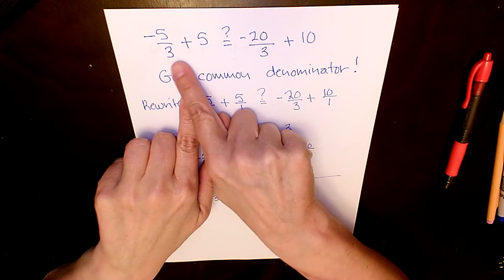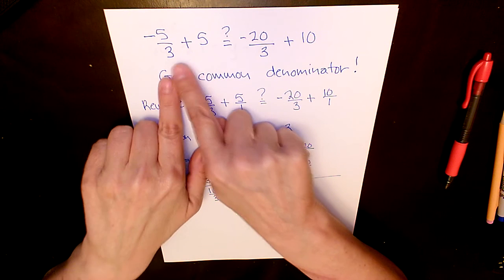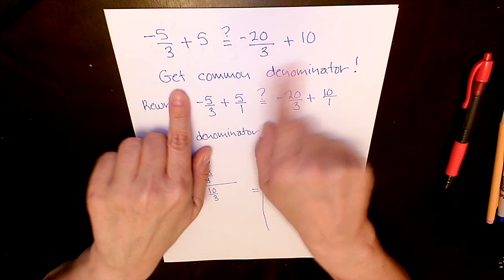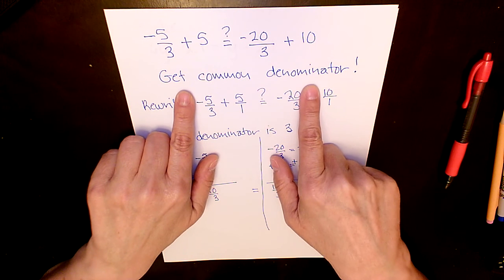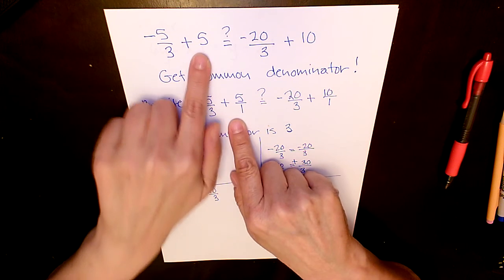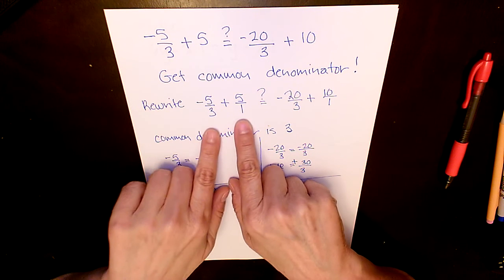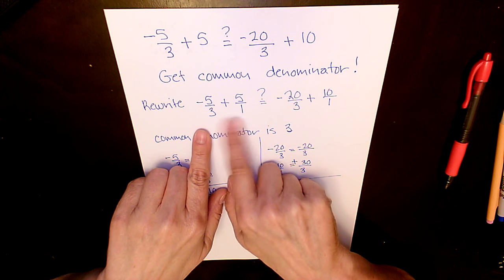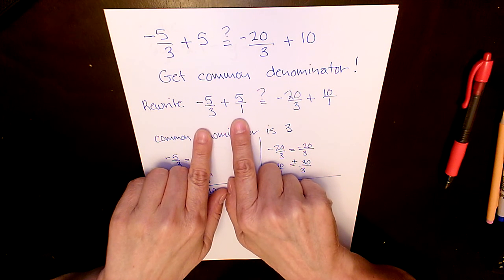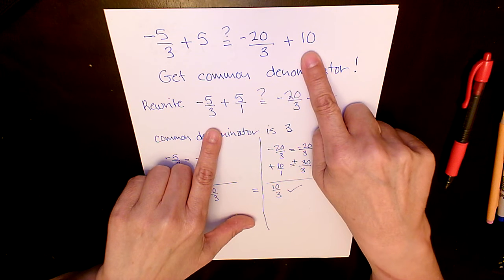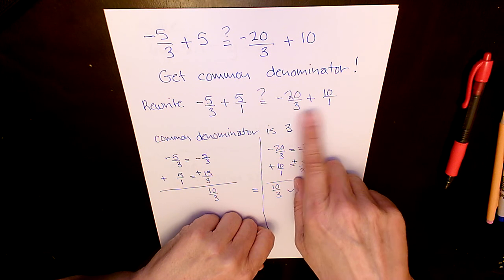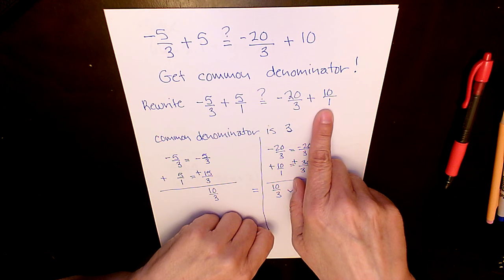And so in order to add a fraction and a whole number, and a fraction and a whole number, remember we need to get a common denominator. So I'm going to rewrite this 5 as 5/1 to make both of these fractions. And I'm going to rewrite this 10 as 10/1 because again I want to have two fractions over here so I can add them together.